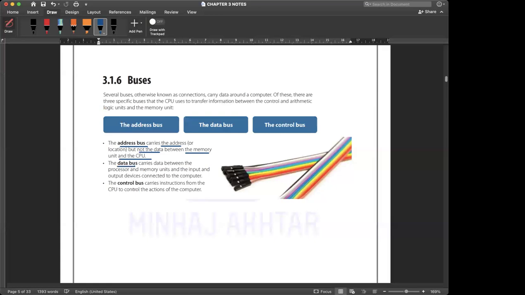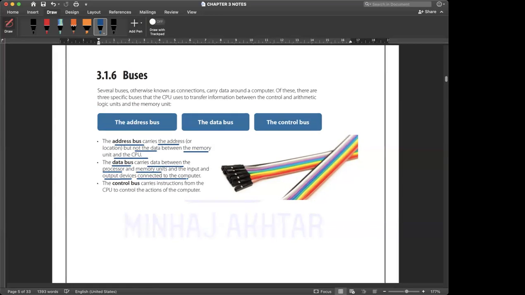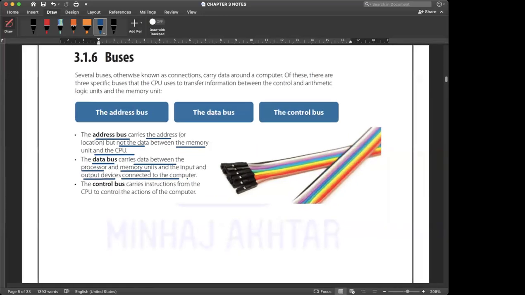You know that the data bus, of course, carries the data between the processor and the memory unit. And of course, it is also going to take the data from the input and output devices. Like if you're taking the keyboard, monitor, mouse, and you're passing the data to the printer, the data bus will be used.